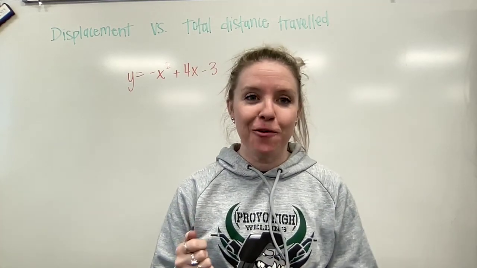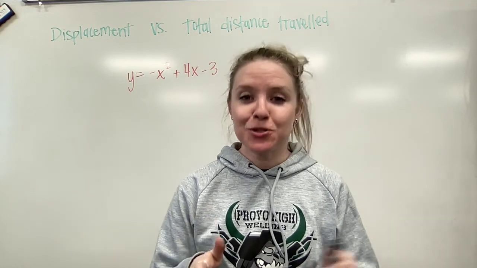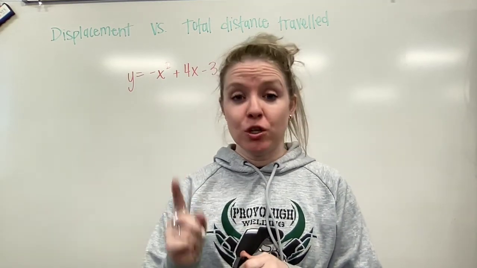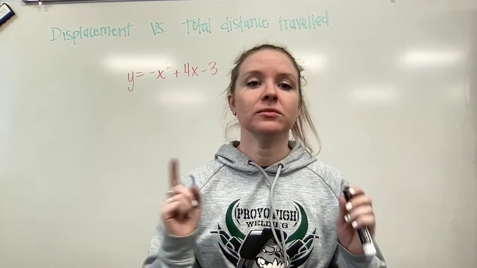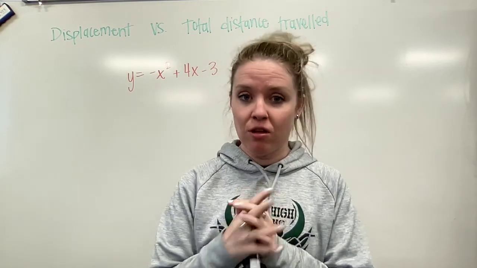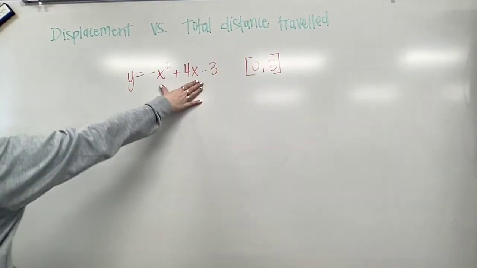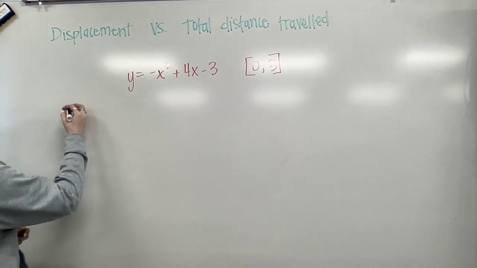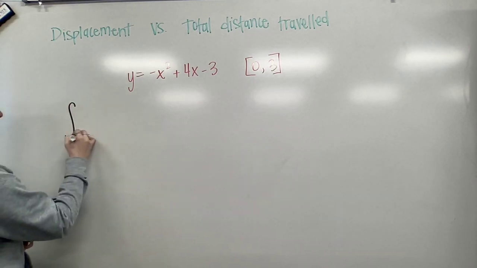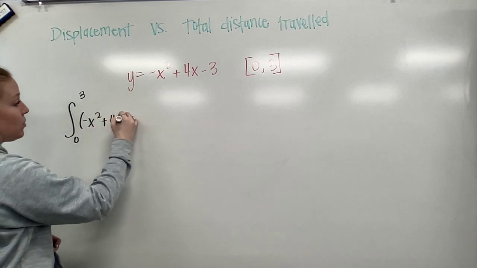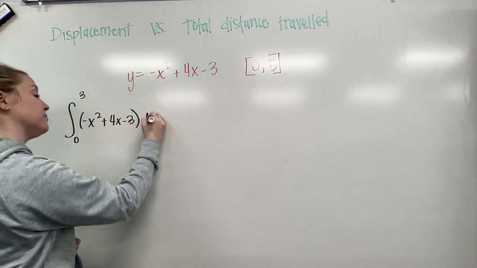Dropping this video to describe the difference between displacement and total distance traveled using integrals. So if we remember, displacement is the solution of your integral. So all I'd have to do to find the displacement of this function on this interval is to take the integral from 0 to 3 of negative x squared plus 4x minus 3.